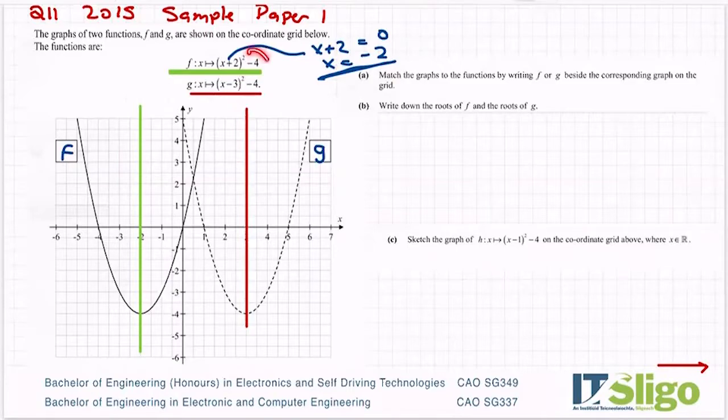And the minus 4 at the end just means that from here, the graph goes down. This center point here goes down 4 units, okay? You don't overly need to know that for junior cert.